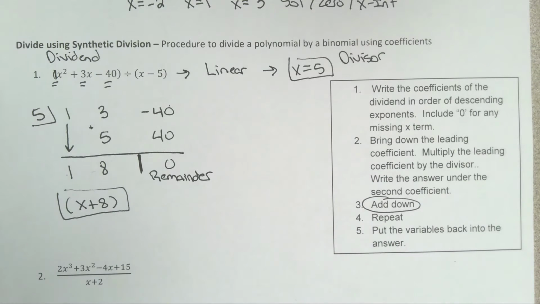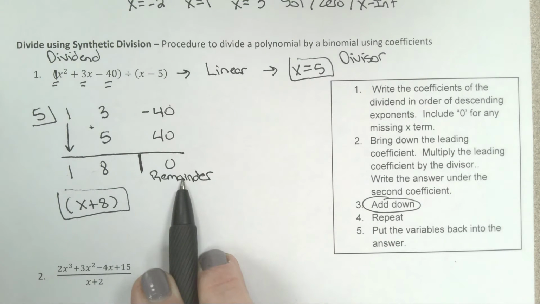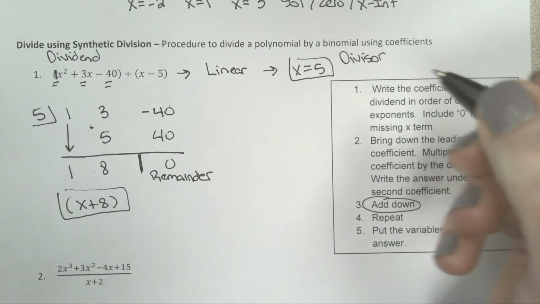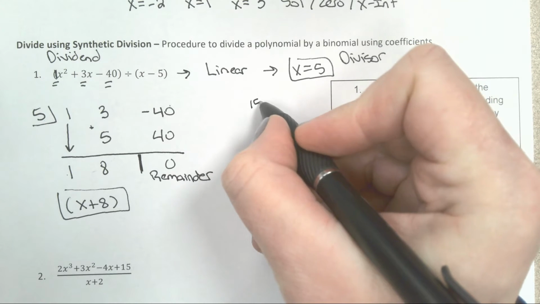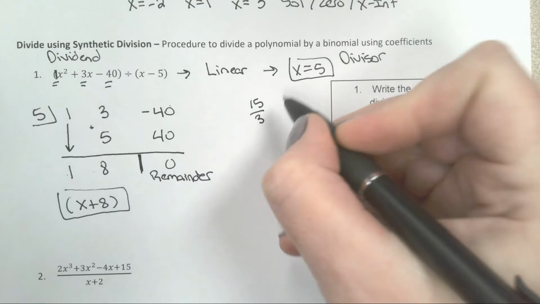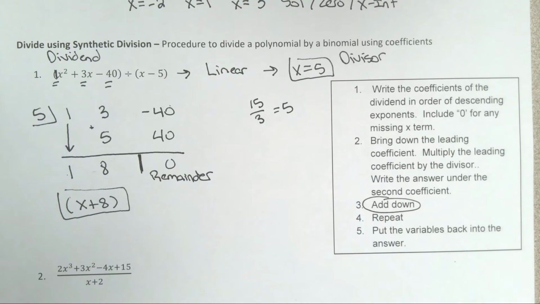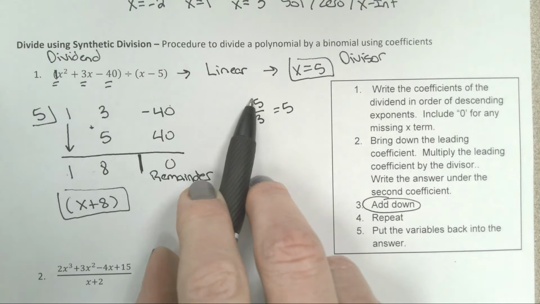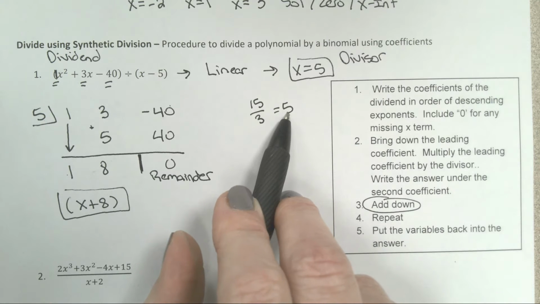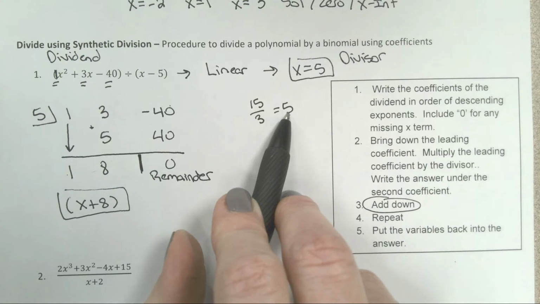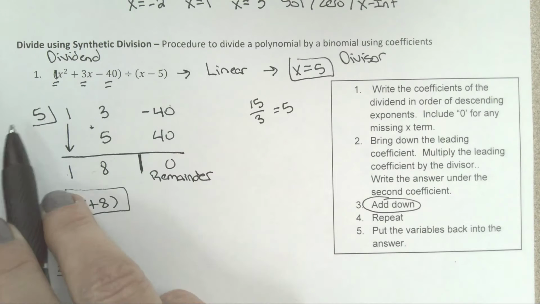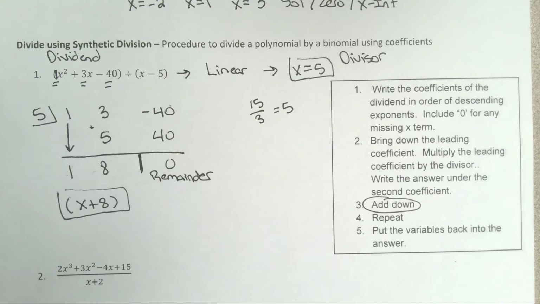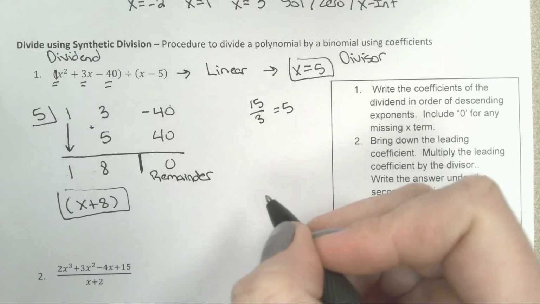All right, here's what you need to know. Something is a factor if the remainder is 0. Let's say it looked like this. If you have 15 divided by 3, you get 5. So I know 3 is a factor of 15 because it goes in there evenly and there is no remainder. So that's the importance of the remainder: it tells me whether this is a factor of this or not, and it is.